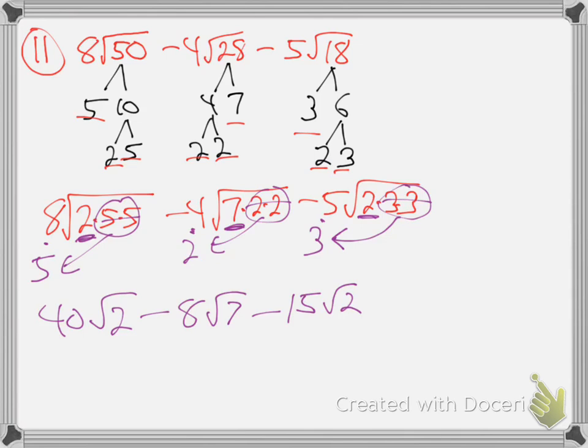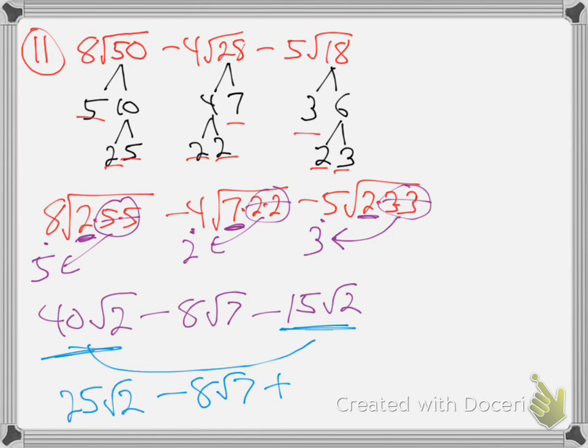So now, can we go any further? Yeah, it turns out we can do one more thing. 40 root 2 and 15 root 2 are like terms. 40 root 2 minus 15 root 2, what's that, 25 root 2. So we have the minus 8 root 7, which stays as it is, plus 25 root 2. Or you can put it in the front if you want. It doesn't matter, front or back, whatever. 40 minus 15 is 25, roots of 2. So there's our final answer.